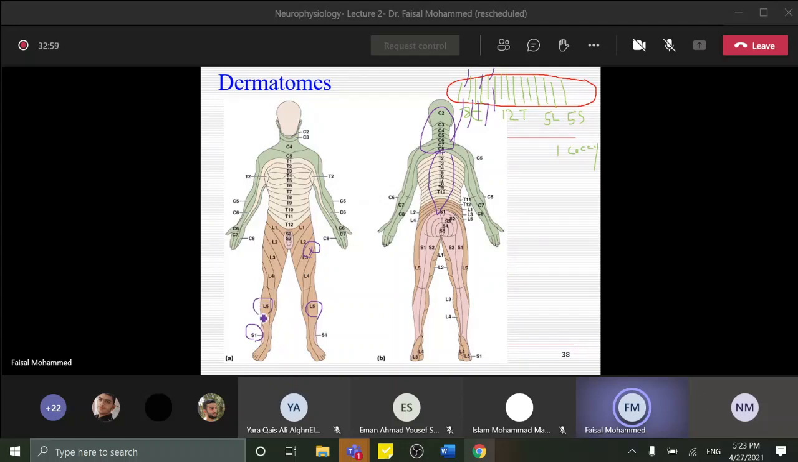And L5, S1. These are the areas we call dermatomes. If there is pain coming from around the umbilicus, say here, most probably this pain is coming from T10. If this pain is coming from this area of the leg, this pain is coming from L5 and so on. By this you can know the discs.